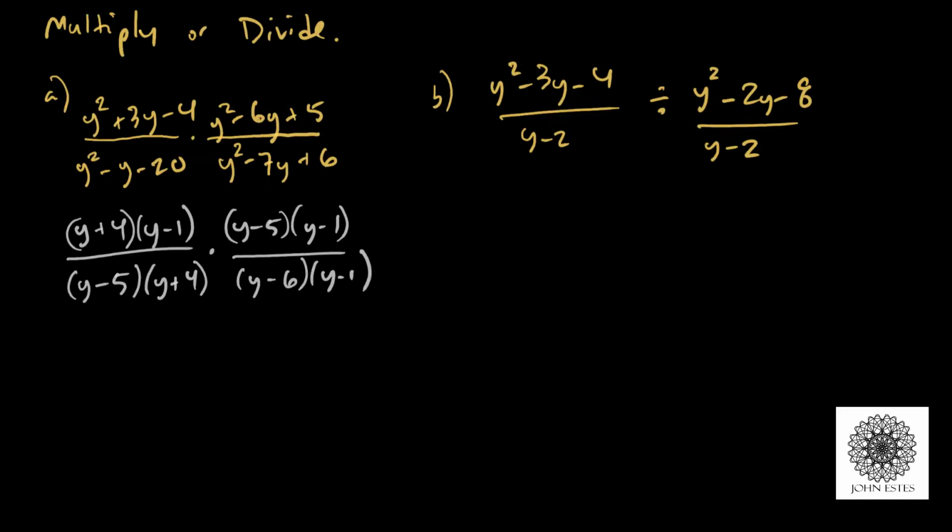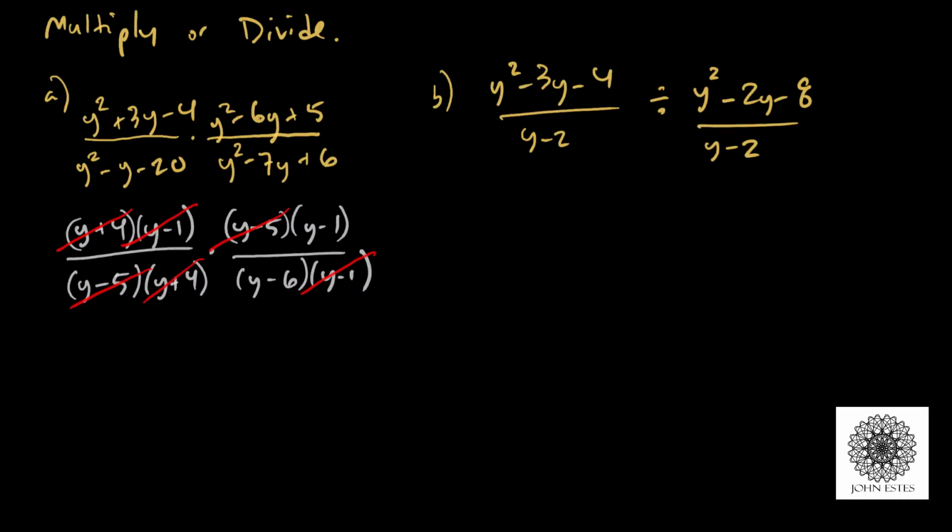Now what I see here is once everything's factored, and since this is multiplication, this is all considered to be one term. So I can cancel some stuff out. In fact, I see that I have a y plus 4 cancel out from the numerator and the denominator. I have a y minus 1 cancel out. And I have a y minus 5 cancel out.